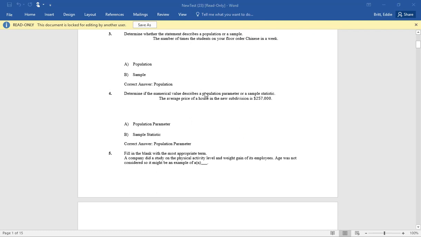Determine if the numerical value describes a population parameter or a sample statistic. The average price of a house in the new subdivision is, so we're talking about all the houses in a new subdivision. This gives the average price of all the new houses in a subdivision. Not every subdivision ever, just all the new houses in a subdivision. It's $257,000. So that new subdivision is what we're basing that number off of, and that includes every house in that subdivision. So that would be a parameter, population parameter.